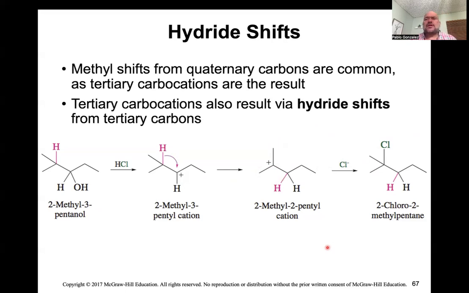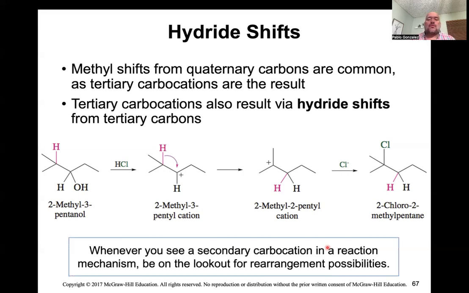Methyl shifts from quaternary carbons are common as tertiary carbocations are the result. Tertiary carbocations also result via hydride shift from the secondary carbocations that we showed before. Whenever you see a secondary carbocation in a reaction mechanism, be on the lookout for rearrangement possibilities. So whenever you produce a carbocation in a mechanism, always watch out. Maybe you can have a shift of a methyl or a hydride group, and in that way you can have a carbocation rearrangement.